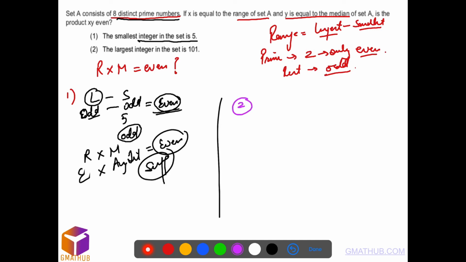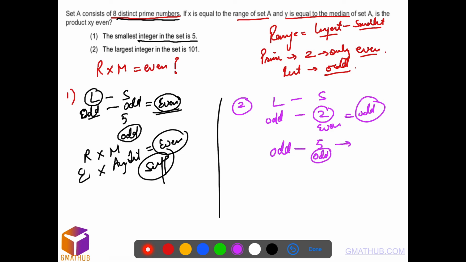Second says largest is 101. So largest minus smallest. Largest is odd. So smallest can be 2 also, prime number, which will be odd minus even, odd. And smallest can be 5 also, any odd prime number. So in that case the range would be even. So range could be odd or even. So this is not sufficient. The product could be odd or even, not like in first case where range is always even, so the product always becomes even. So A is your answer.